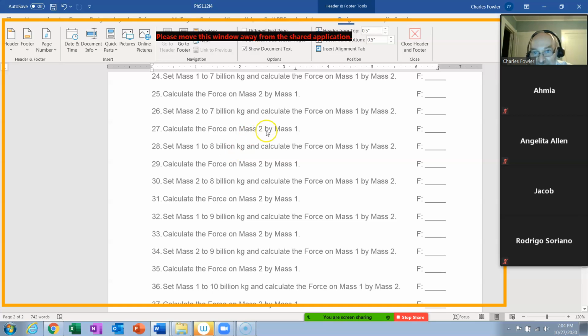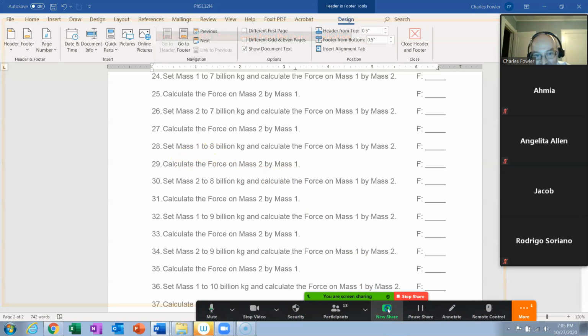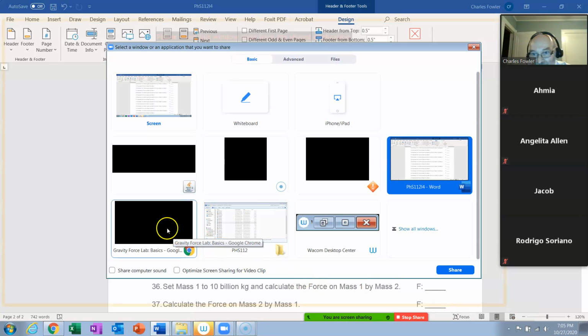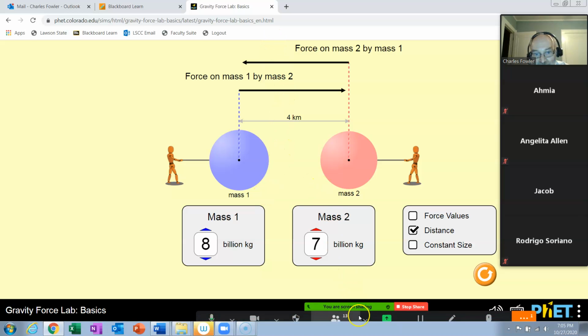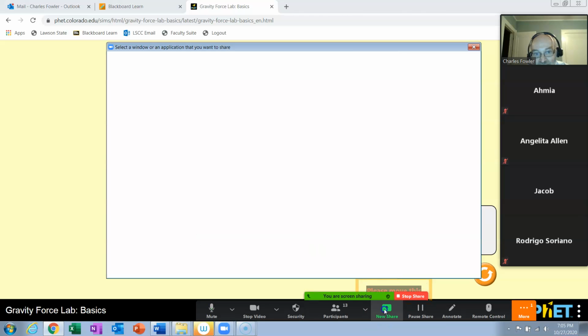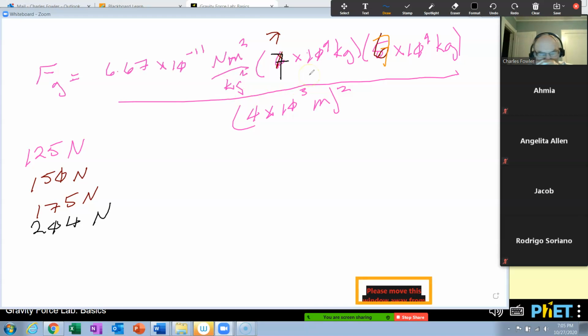Yeah, 26 and 27 were both 204. Okay, 28, we're going to set mass 1 to 8 billion kilograms. So let's go back here and set it up to 8 billion kilograms. Bigger. Okay, let's go to our whiteboard and go to 8.